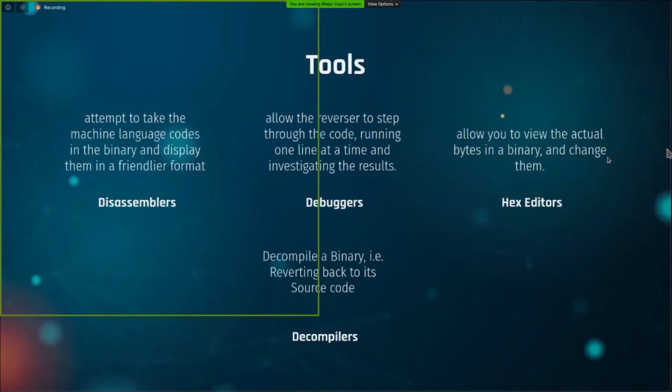There are several tools we use in reversing: disassemblers, debuggers, hex editors, decompilers. So disassemblers take the machine language codes from the binary you specify and try to generate assembly code. Okay, and we can read assembly code a little better than simple machine language codes.